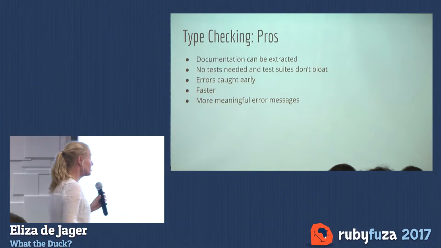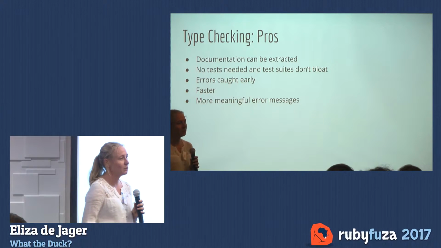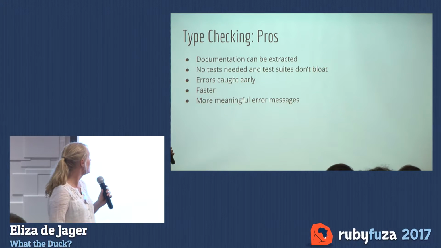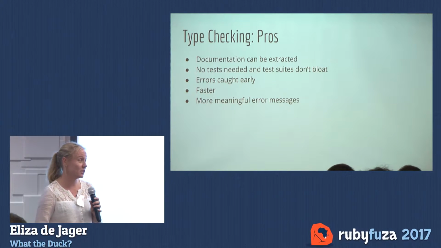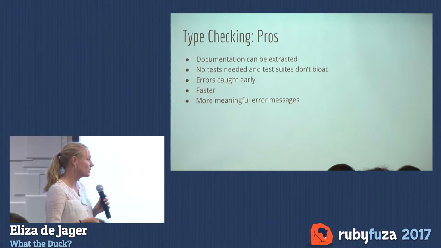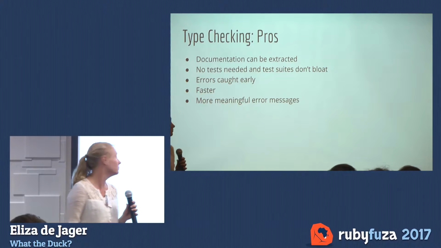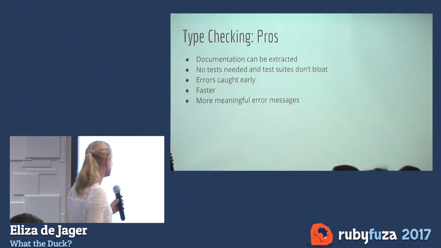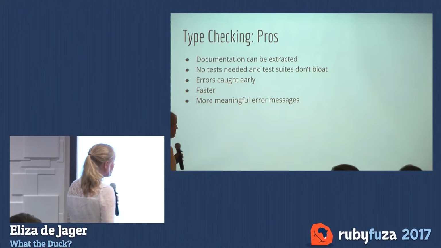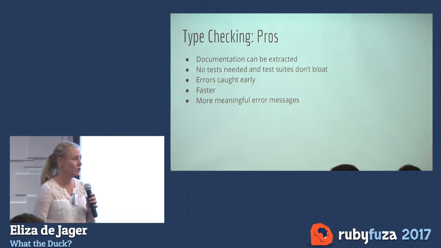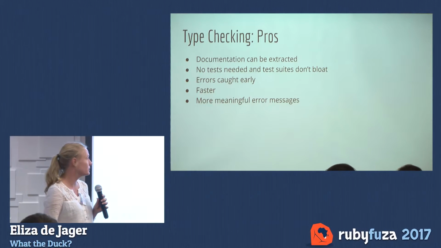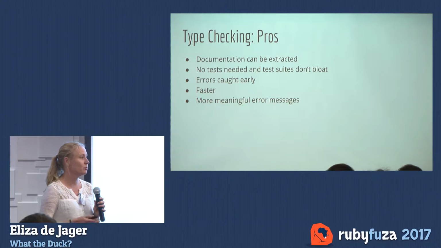Now, there are some advantages to having your more traditional type checkers, especially the static ones. For example, documentation can be very easily extracted, right? Because you're saying what the parameter types are, you're saying what the return type is, and so automatic extraction of documentation becomes very easy. You don't need to write any tests to check whether your methods actually handle different input types correctly, and so your test suites won't bloat. Errors will be caught really early at compile time rather than at runtime.